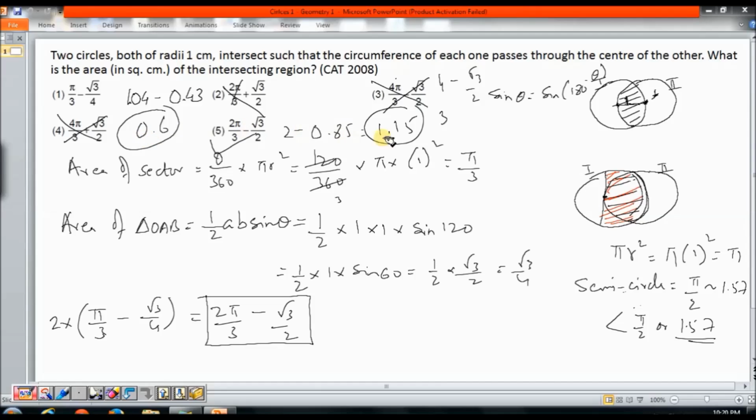So here I am getting 0.6, here I am getting 1.15. 0.6 seems to be too less, so that's why I am rejecting 0.6. This is just by observing that my area should be less than the area of the semicircle.